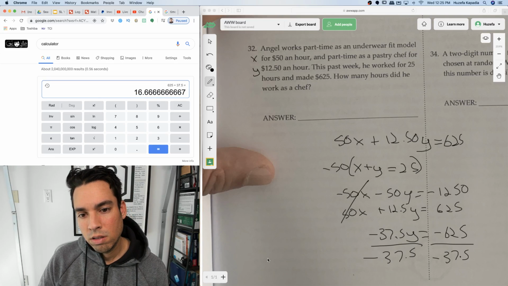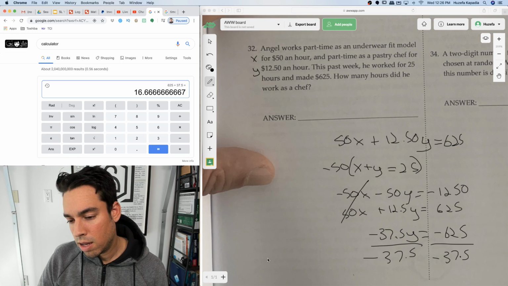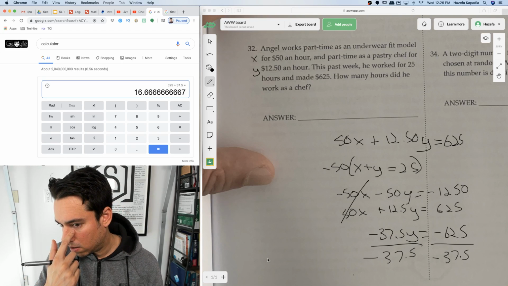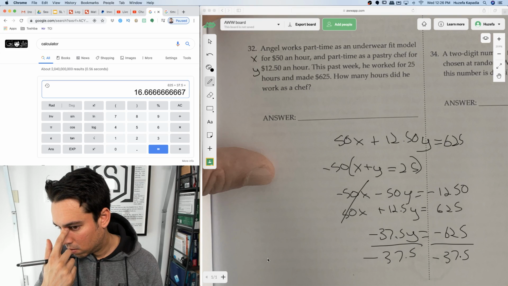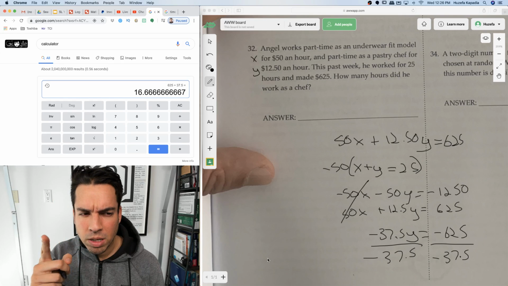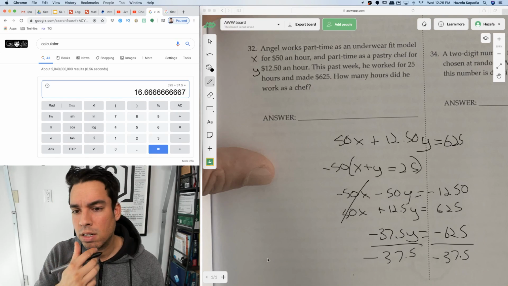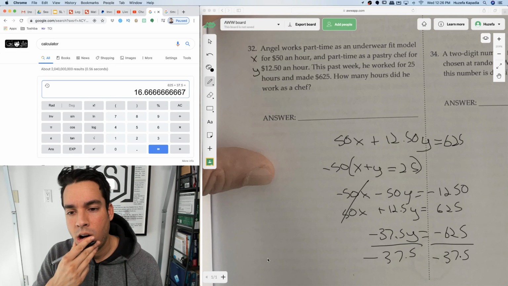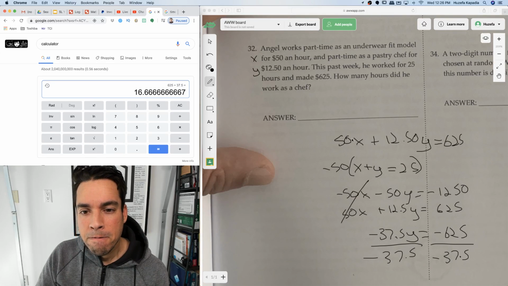Oh, it's not good. I don't like that. We got a, hold on. Should be a whole number, I'm guessing, because they didn't say to round. Can't be 16 and 2/3. So let me see. I must have made a mistake.